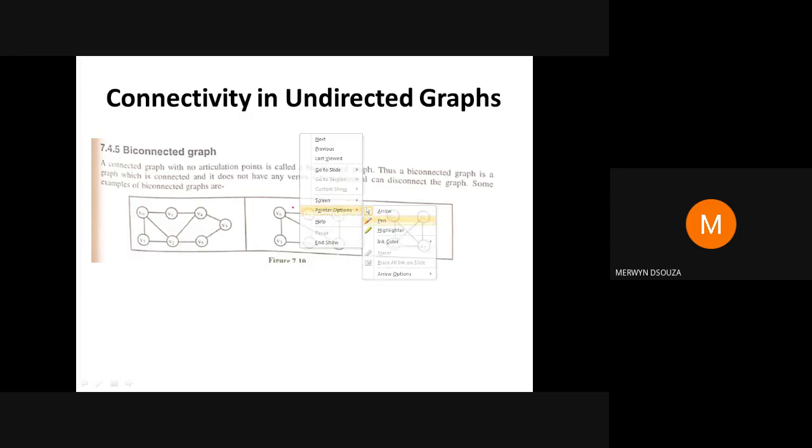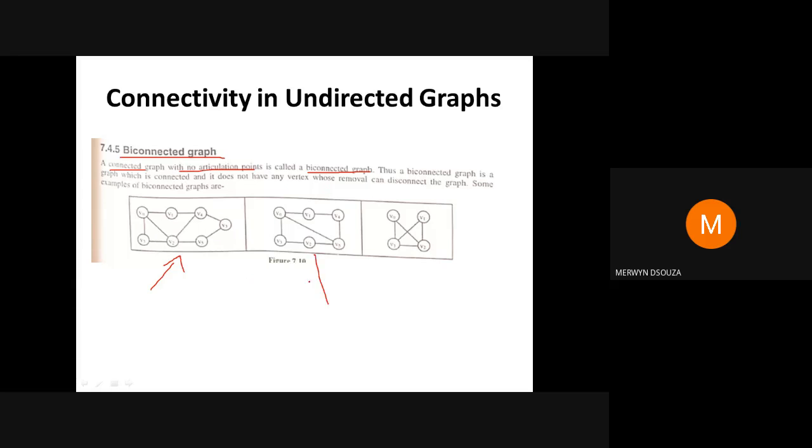The next definition is biconnected graph. If a graph which is connected has no articulation points, then that graph will be known as a biconnected graph. So a connected graph having no articulation points is known as a biconnected graph. You can check here, these are the examples that are given. I'll give you some time. You can try to see whether, if you remove any vertex, the graph gets disconnected. Just try for yourselves.